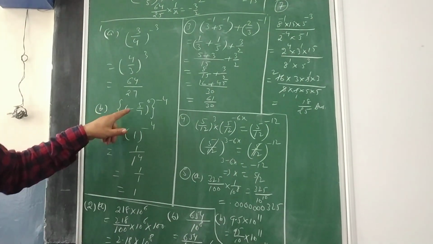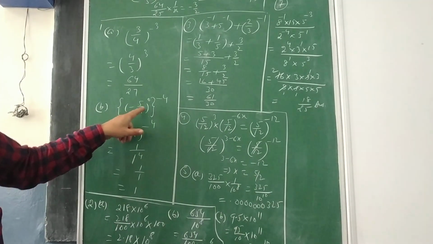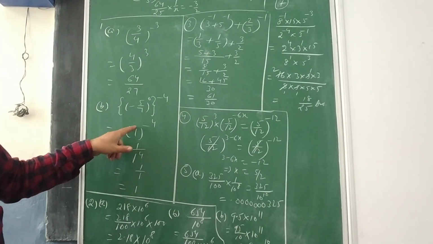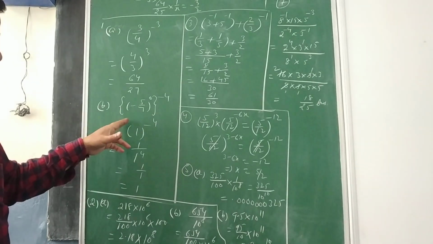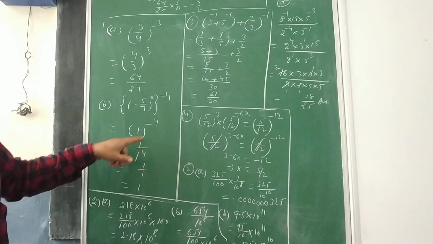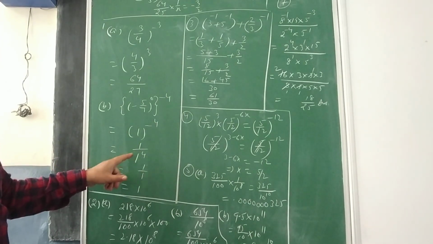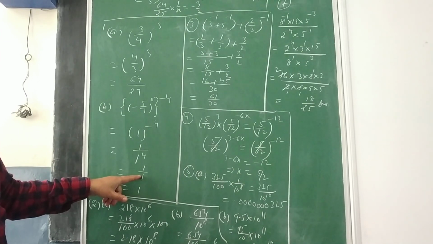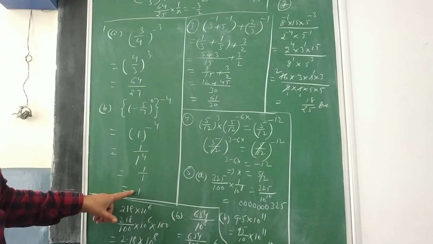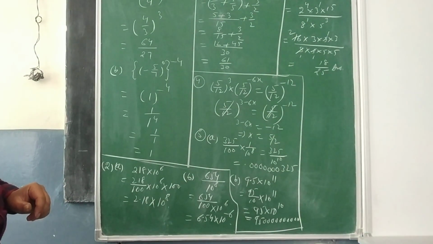B part was inside the curly bracket power was 0, so write it as 1 because 0 exponent is always equal to 1. Then power is minus 4. So first of all you apply the law and make it positive. Take it to the denominator and power will be positive. So 1 upon 1 raised to the power 4. 1 raised to the power 4 again is equal to 1. So 1 upon 1 which answers is equal to 1. So that is the solution of both the parts of your question number 1.